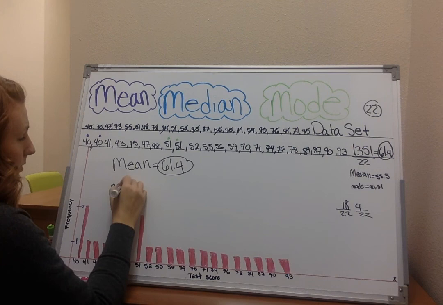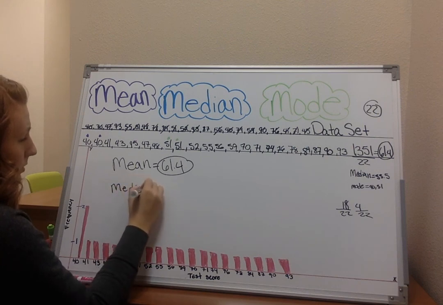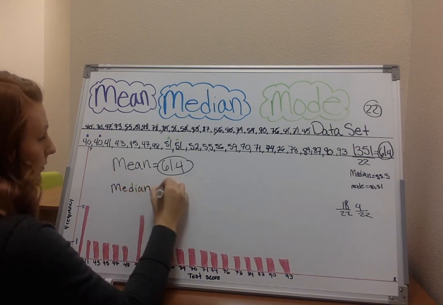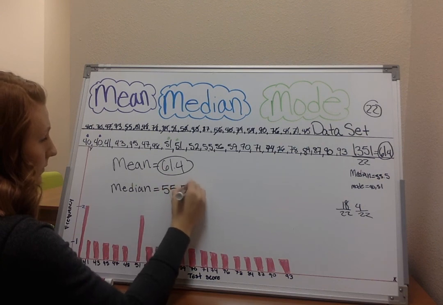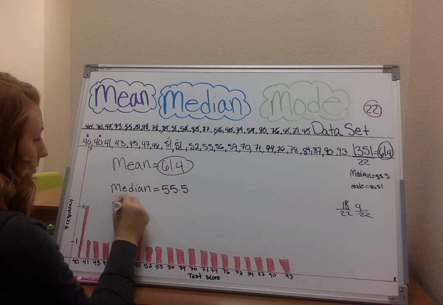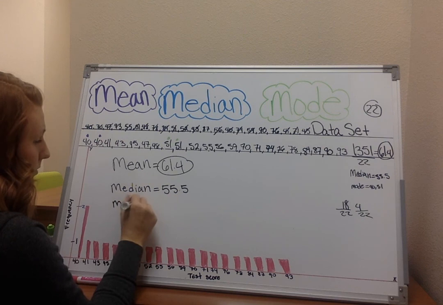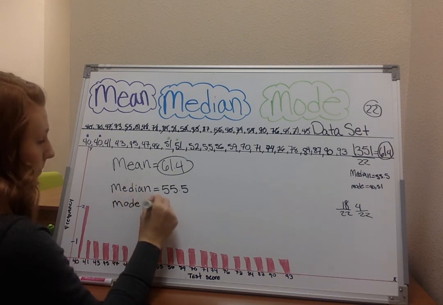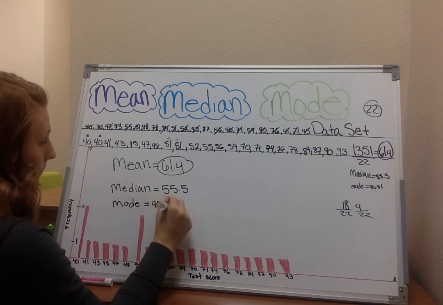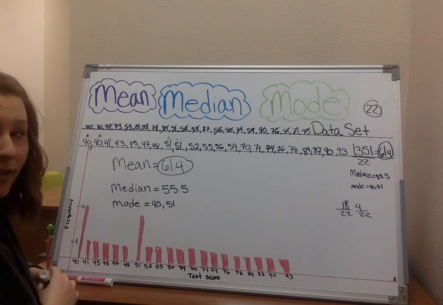So, if we go back to our data set, our mean equaled 61.4. Our median equaled 55.5. And our mode equaled 40 and 51. And that is our lesson today.